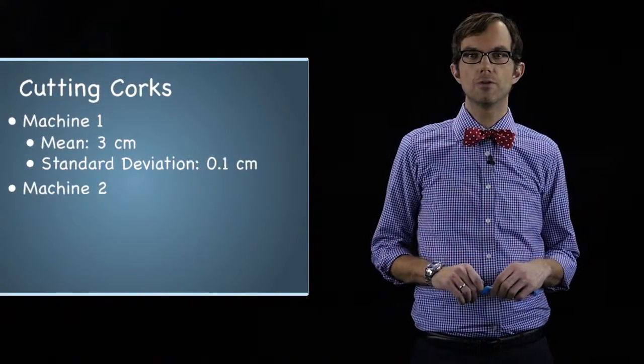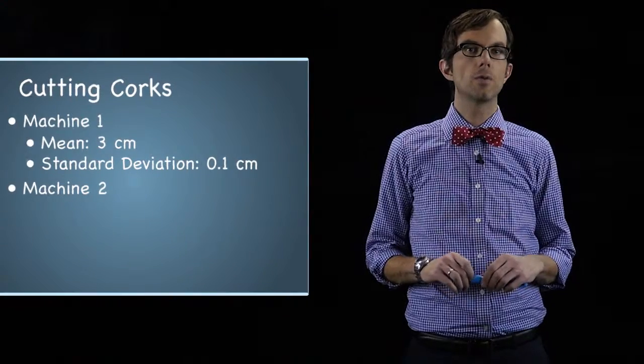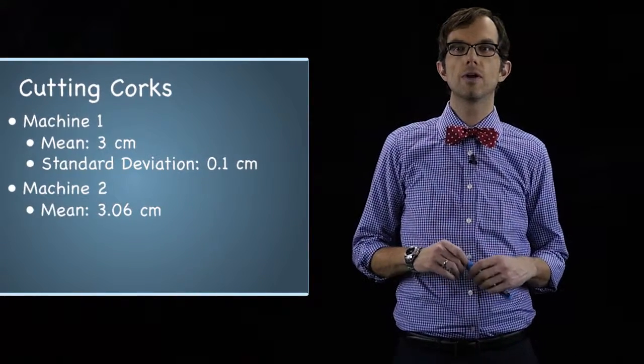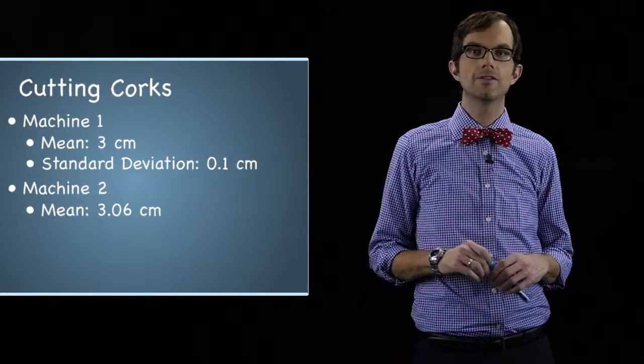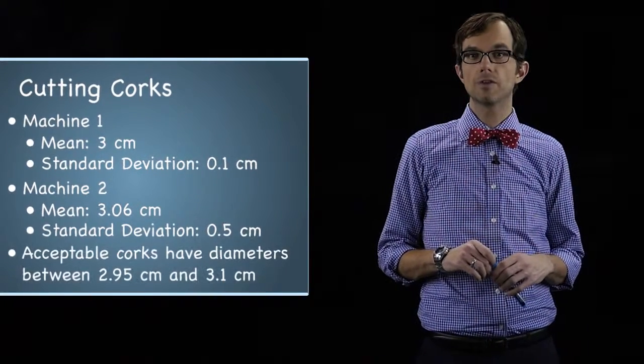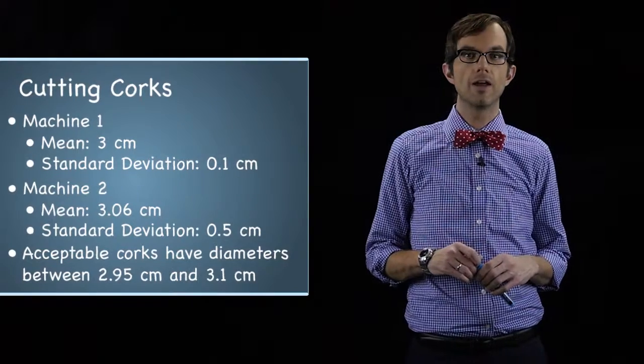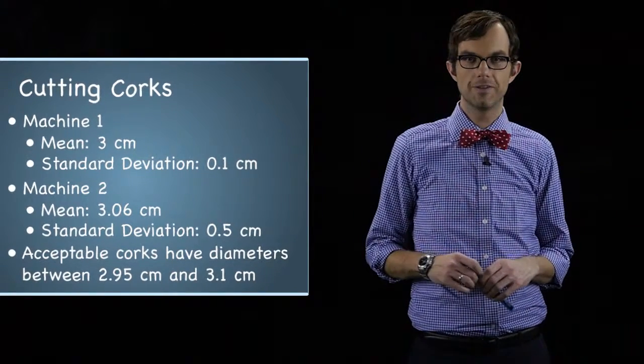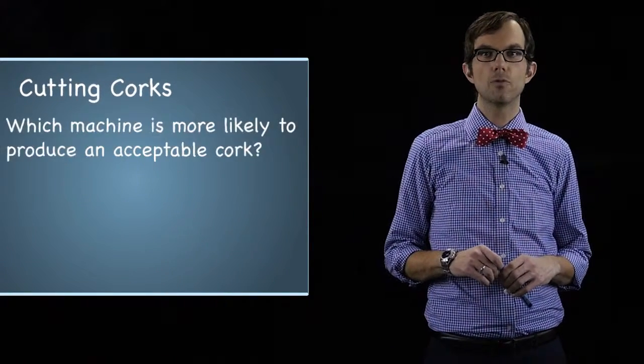The second machine produces corks with diameters that have a normal distribution with mean 3.06 centimeters and a standard deviation of 0.05 centimeters. Acceptable corks have diameters between 2.95 centimeters and 3.1 centimeters. Which machine is more likely to produce an acceptable cork?